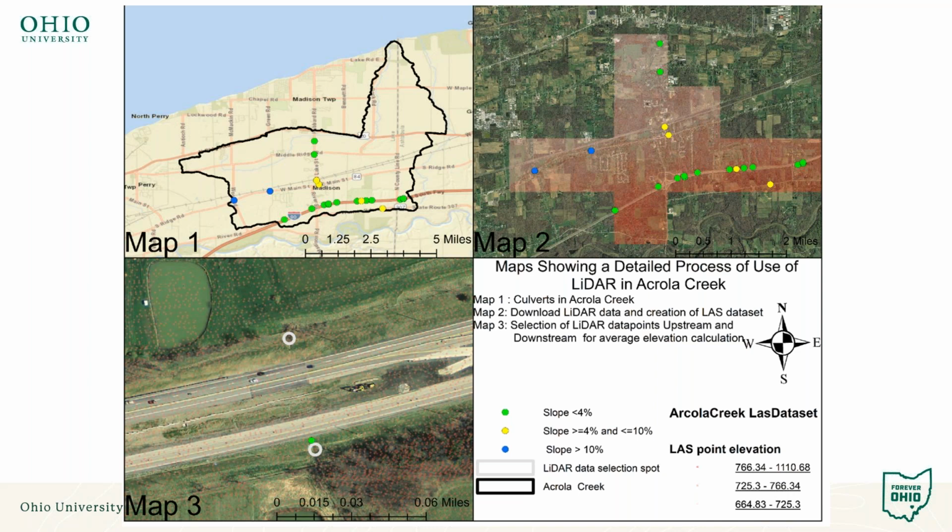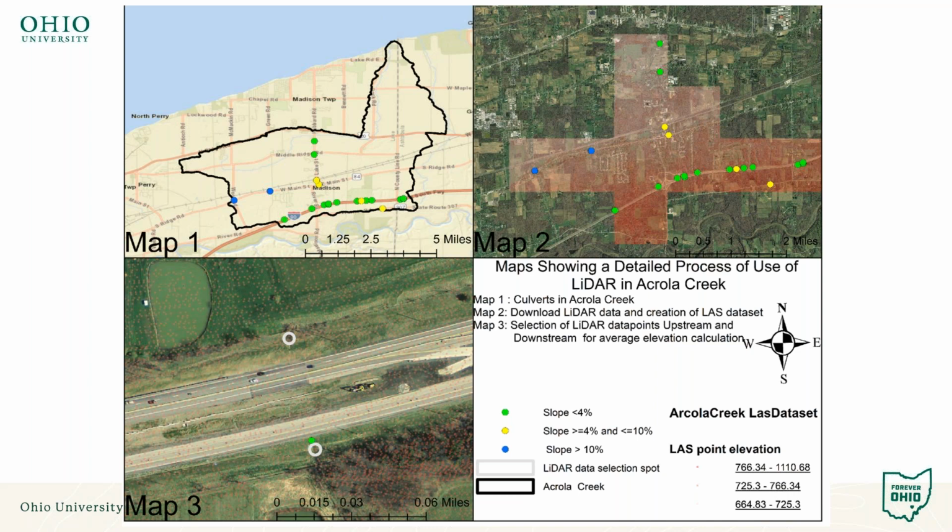And then on map 3 in the bottom left, you can see the aerial imagery. We use the aerial imagery to zoom in and sample multiple locations in those 2 circles, those data selection spots. In those 2 circles, we sample the LiDAR in multiple locations to get an average elevation upstream and downstream, and then we use that to analyze the average slope. And in maps 1 and 2 at the top, you can see the results of that analysis. In this particular watershed, apparently we use different colors, apologies.